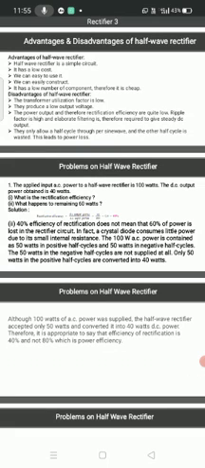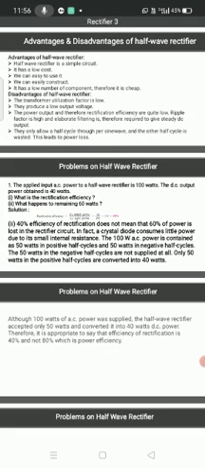Because we are using only one diode, the cost of the half-wave rectifier circuit is very low compared to other rectifiers, because the center tap and bridge type rectifiers use more than one diode. The center tap rectifier uses two diodes and the bridge type rectifier uses four diodes. Compared to that, this half-wave rectifier uses only one diode, so it has low cost. Next point, it is easy to use because the circuit is very simple, so we can easily use this half-wave rectifier.